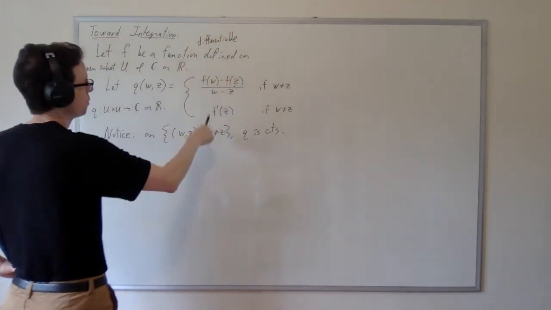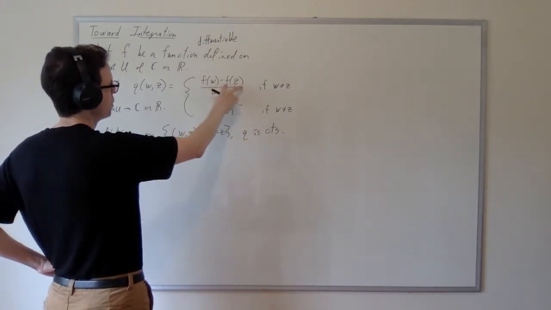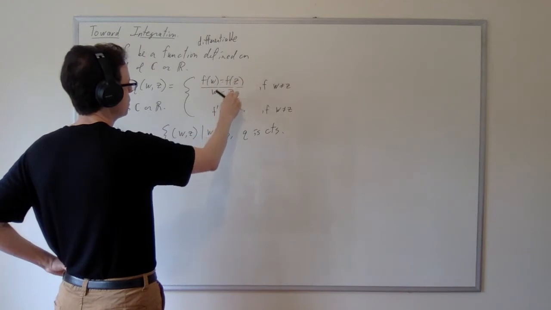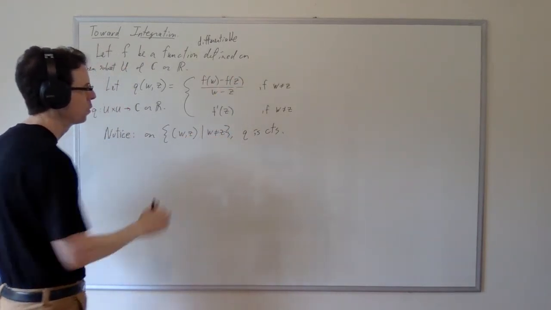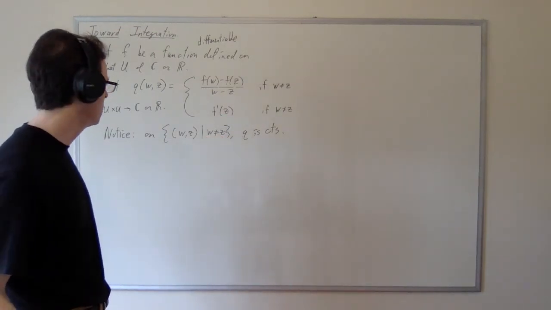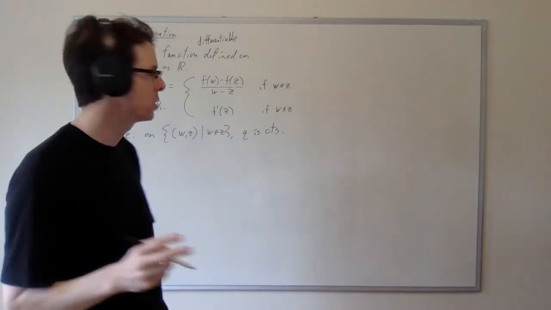So if f is a differentiable function, then this exists. And if it's a differentiable function, then this is continuous as a function of W. This is continuous as a function of Z. And these operations are continuous, and they're continuous where they're defined, which is where W is not equal to Z. So on this thing, Q is continuous. And it's a continuous function of two variables then.